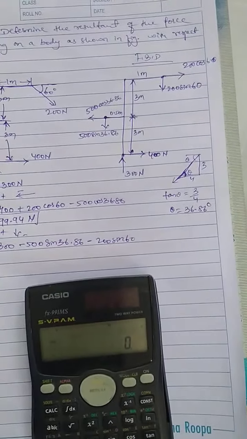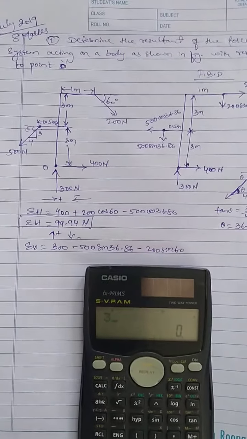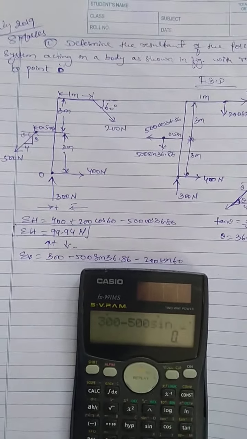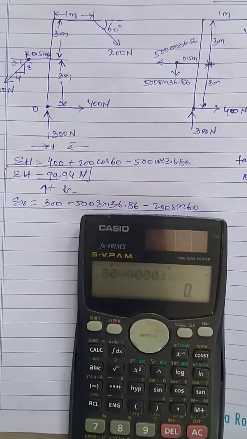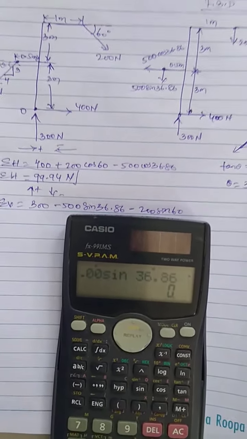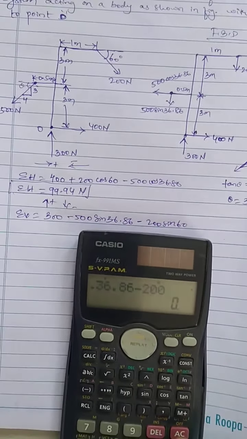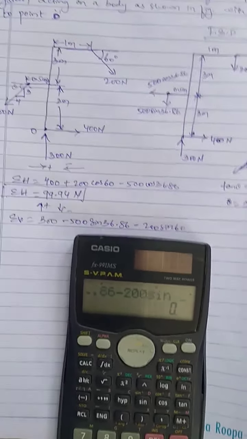Now I'll make use of the calculator again. Let us try to work out 300 minus 500 sine 36.86 minus 200 sine 60.